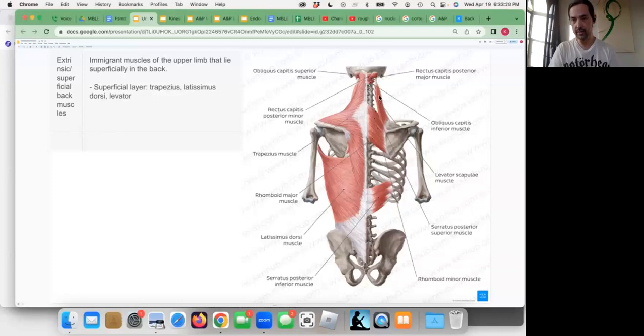All right, so at the top, let's start over here because this is more superior, this is more inferior. You have the upper trapezius muscle. See, it's marked as trapezius, and you have the upper fibers, and then the middle fibers, which I called the middle trapezius. And then you have the lower trapezius from here down to here. Upper, middle, and lower trapezius.